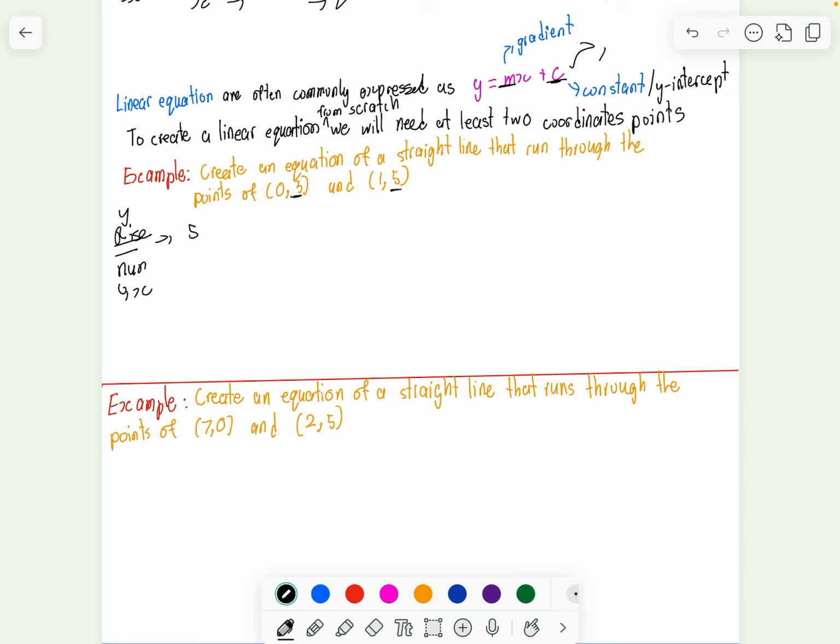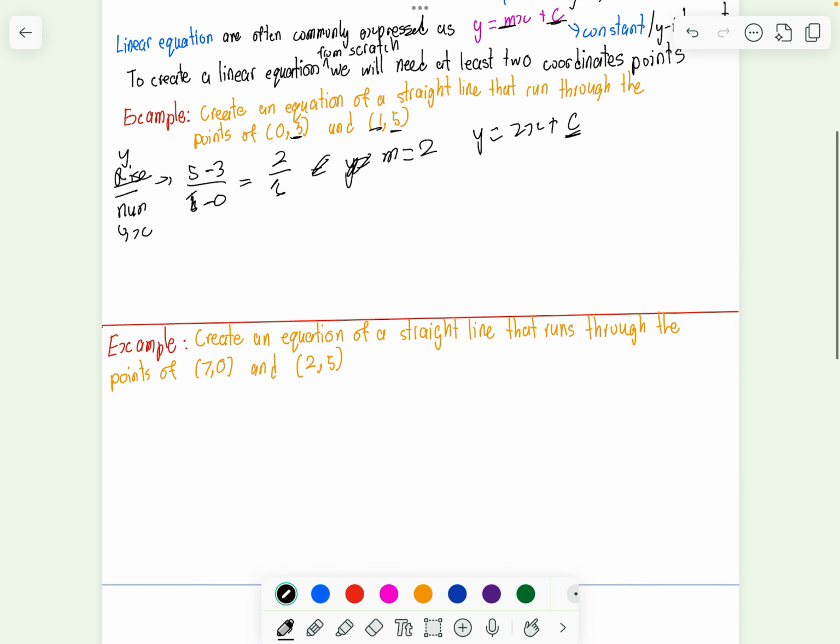Okay. So we go 5 minus 3, and then over, which is our run, 1 minus 0. Apologies for that. And then we have 2 over 1, which is 2. So we know our gradient is 2. So we have y equals 2x plus c.